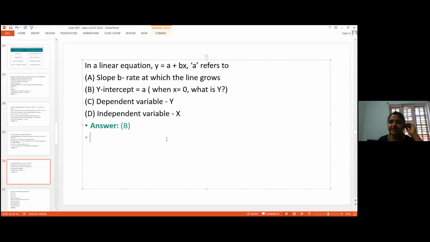Did you understand? When I say A plus BX, let it register in our mind now itself. A is intercept and B is slope always. And the left hand side is dependent, X is independent. As X varies, Y will also vary. How will Y vary? Y will vary at a rate of B.